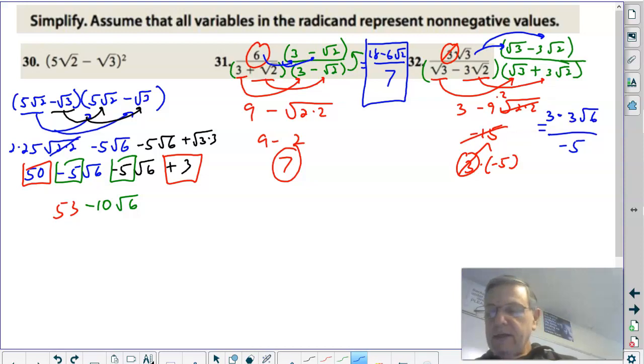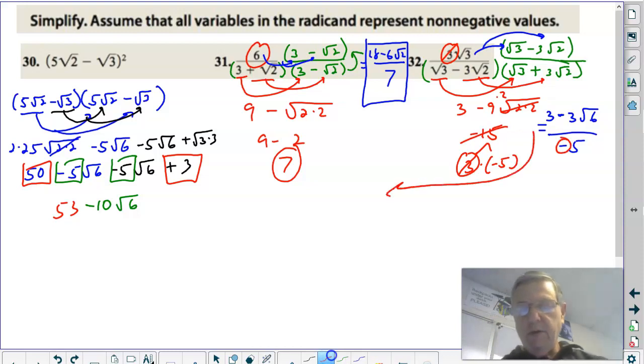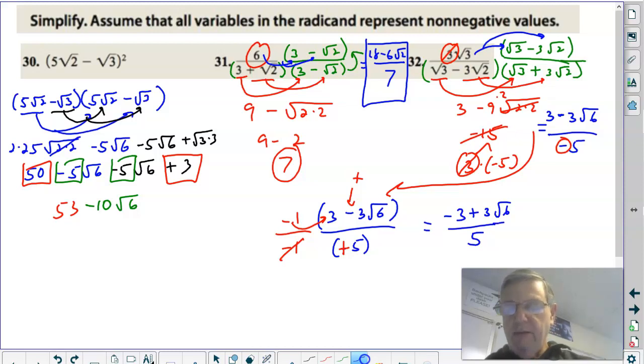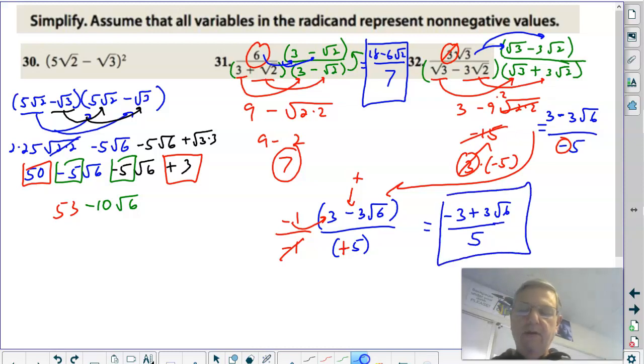Now, the last thing is, I can't leave a negative in the bottom. So technically, I'm going to multiply top and bottom by negative 1. So let me show it to you over here. I need to do the top by negative 1. I need to do the bottom by negative 1. I had that negative 5 on the bottom. I had that 3 minus 3 times the square root of 6 on the top. So by doing this, that makes that a plus. Follow? Here, that makes this a negative and makes that a plus. Final answer: negative 3 plus 3 times the square root of 6 over positive 5, because we don't leave negatives in the denominator.